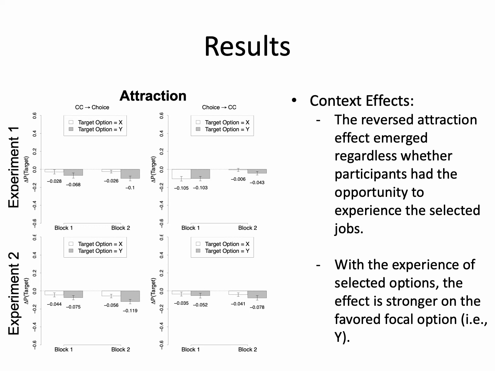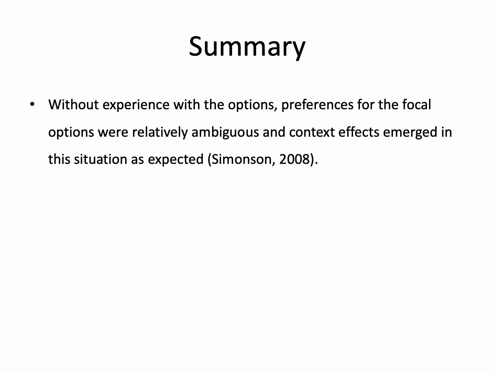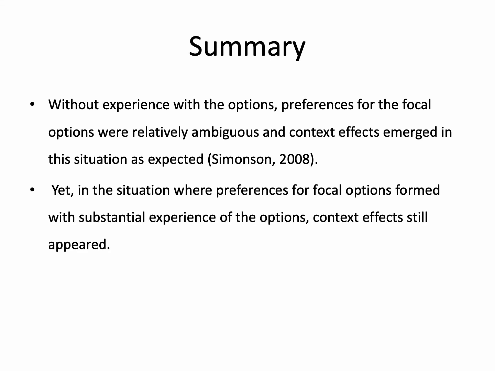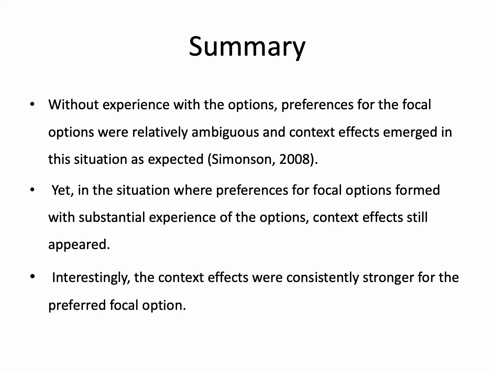Similar patterns of the change in choice proportions of the target options have been observed in the attraction choice sets, suggesting consistent emergence of the reversed attraction effect regardless of the experience of the selected options, and the asymmetrical strength of the effect on different focal options. Again, the preferred focal option has been observed to be affected by the attraction decoy more than the less favored one. In summary, our empirical results show that when preferences for the focal options were ambiguous, context effects emerged as expected. Yet when inherent preferences formed with the experience of options, context effects still appeared. Moreover, the context effects were stronger on the preferred focal option.